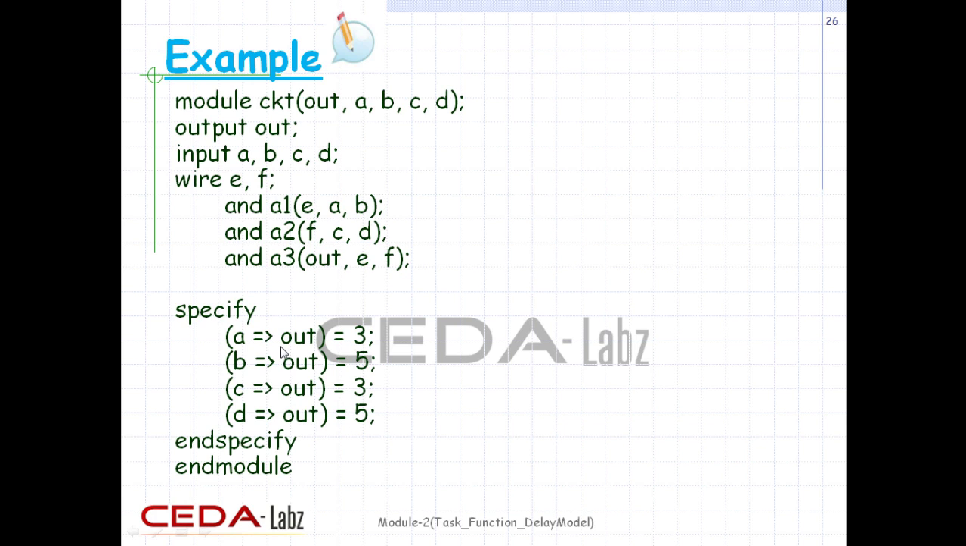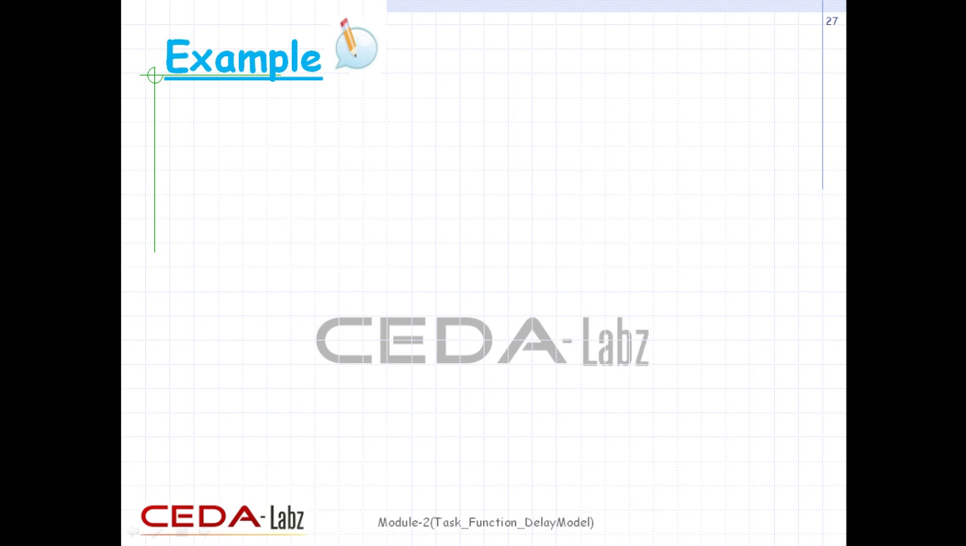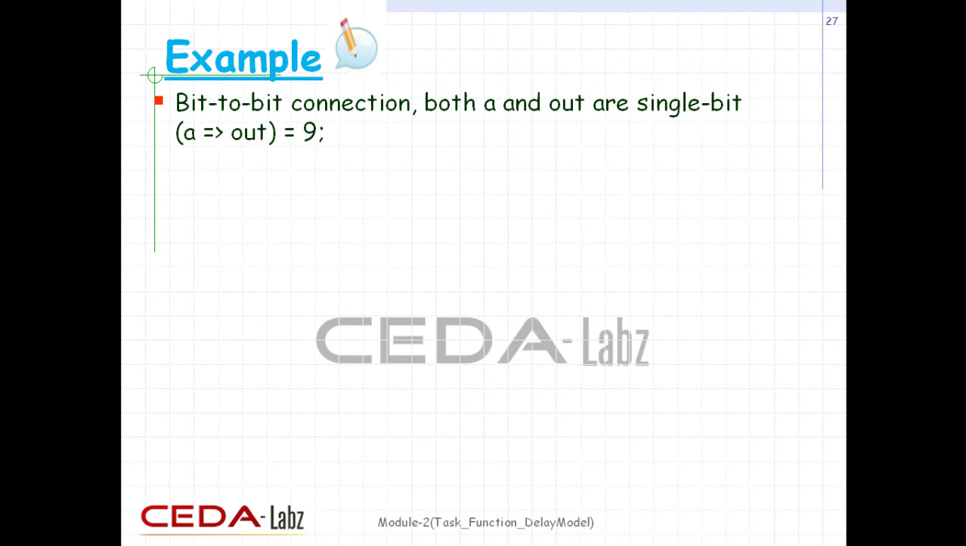From A to out, delay is 3. B to out, it is 5, C to out, it is again 3, and D to out, is 5. Specify block is ended by endspecify, and module is terminated by endmodule. Here are some more examples showcasing parallel connection.